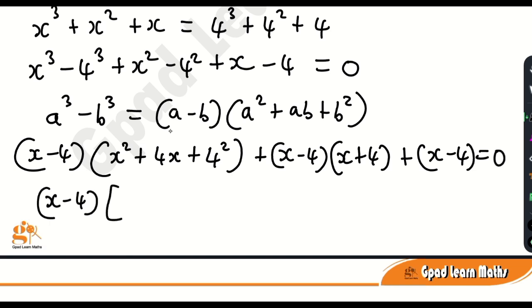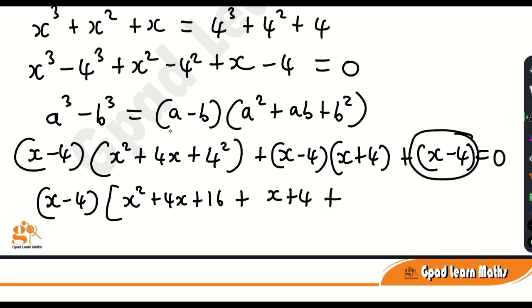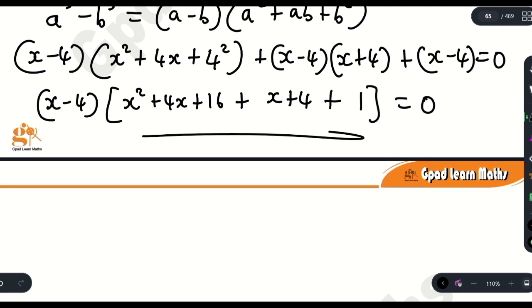And then in bracket, I'm going to have, if you divide this first term by x minus 4, you are going to have what you have here. So that will be x squared plus 4x plus 4 squared is 16. So I can as well write 16, then plus, if you divide this by what we factored out, you are going to have x plus 4, and plus x minus 4 divided by x minus 4 will give you 1. So I write 1 here. And all is equal to 0.